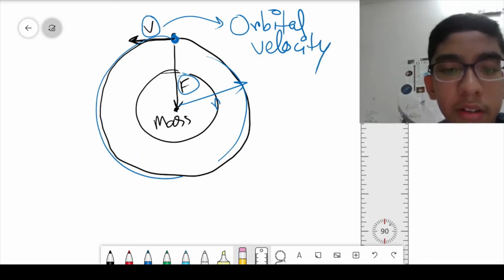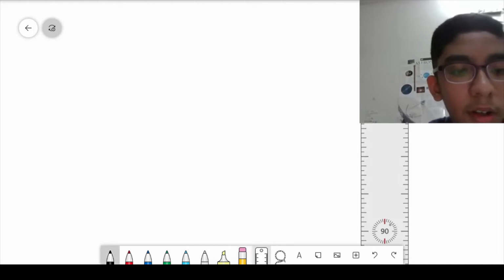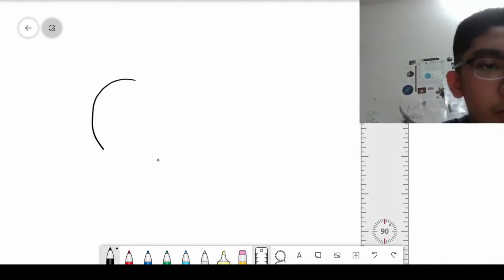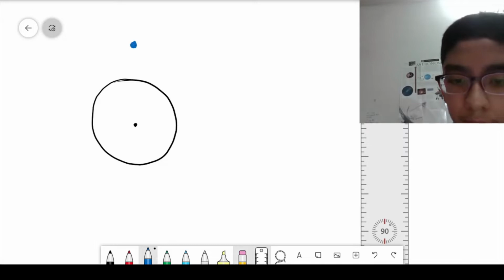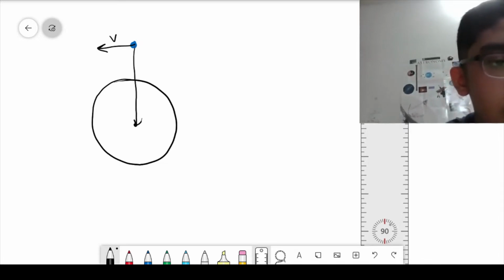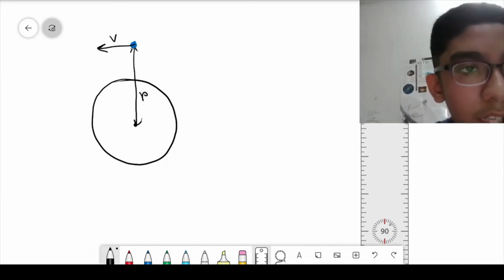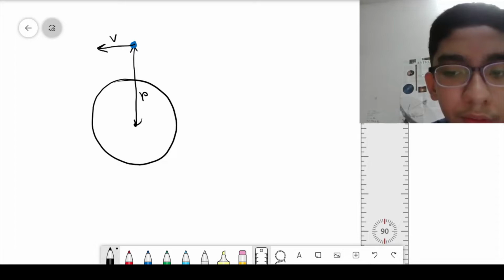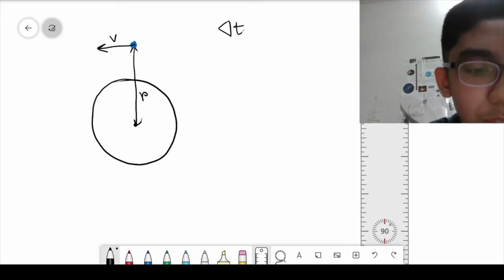Okay, now let's try to understand what this orbital velocity will be in terms of an equation. This is our planet, and this is our object. It is traveling at velocity v, and this distance is r. Now let's say during its orbit, after a very small time, which we will call delta t, this object comes here.